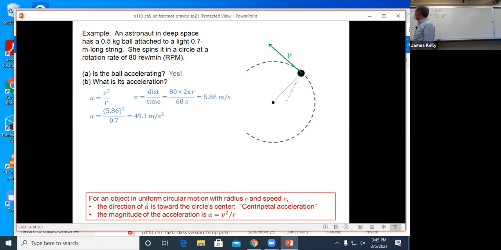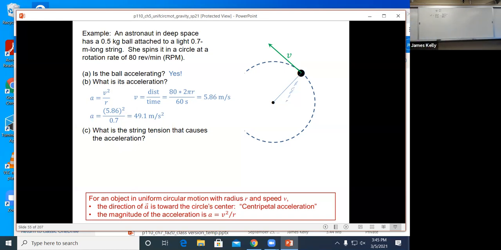And then I can just plug in a = v squared over r, right? That's how fast its acceleration is. That's the rate of acceleration, 49.1 meters per second squared. So that's almost 50. That's about 10 times little g. So it's accelerating quite a bit compared to the free fall acceleration, which seems pretty fast already. But you're not a coin, so you don't have to worry about how fast it's being yanked around.